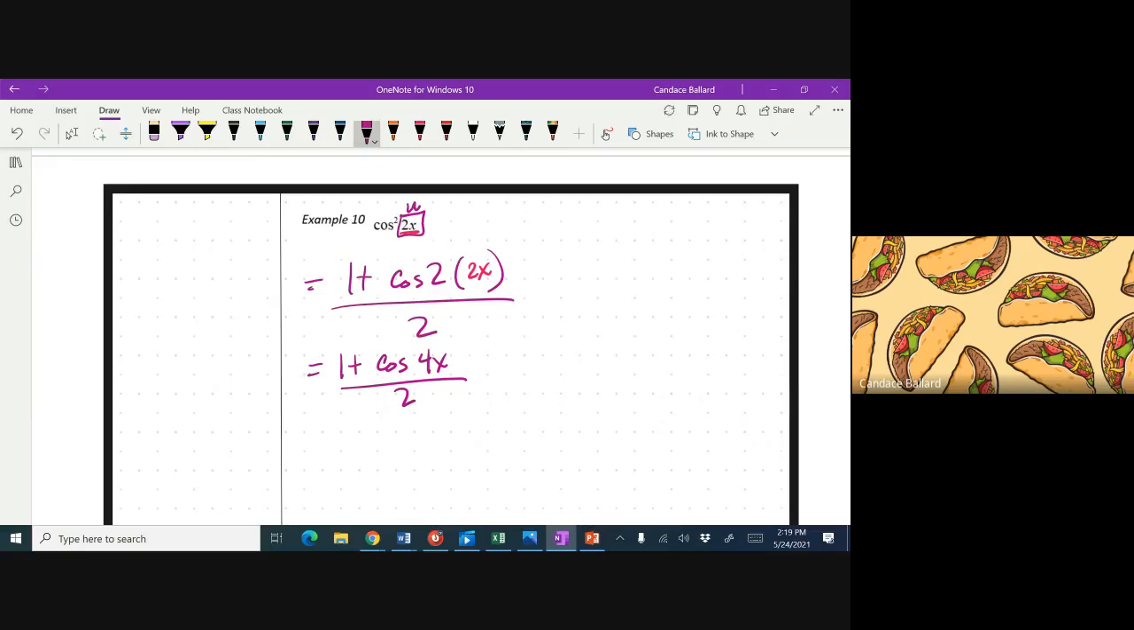I could separate this and write them as 2 separate fractions. So that's the next thing I'm going to do. So I'm going to say 1/2 plus 1/2 cosine of 4x. All I did was separate it into 2 separate fractions. And I kind of made my 1/2s out in front. Okay. So another perfectly good answer.